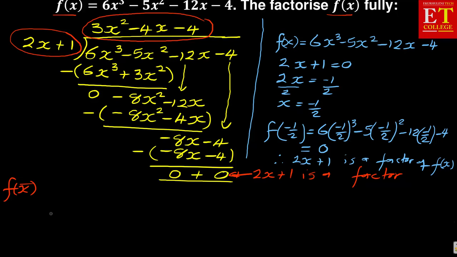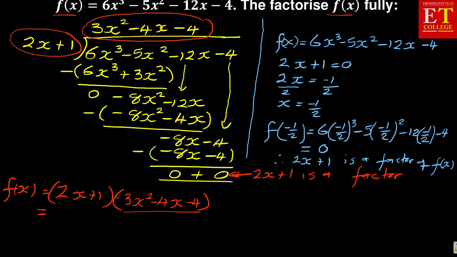f of x is equal to 2x plus 1 times 3x squared minus 4x minus 4. So now what is required for you is to factorize that, and you can use the product sum method to factorize that, and it can give you the answer.